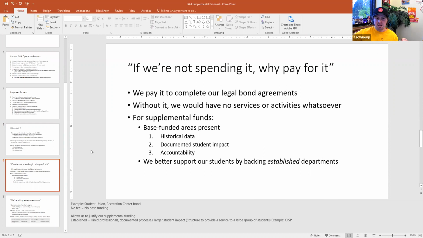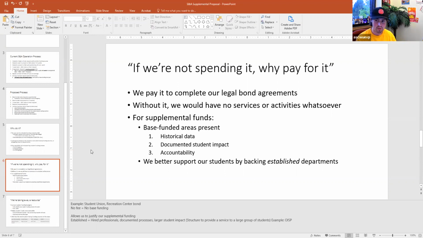And so I just wanted to address that point, that is, if we're not spending it, why pay for it? I just wanted to point out that for S&A, we need it to pretty much have any service and activity for students in general, as well as it pays to complete our legal bond agreements. For example, that's our student union and our rec center bonds; our S&A fee pays for that. And without it, again, we don't have any services.